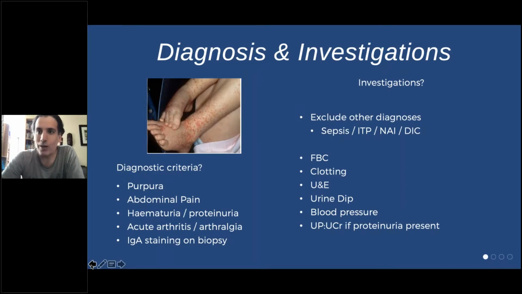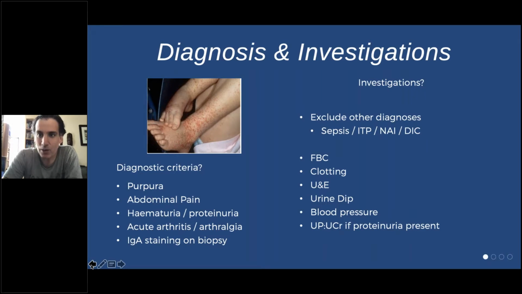Someone asked, is ASOT or complement not needed? If you're thinking this is a nephritic picture, then you can. You have to tailor your investigations to the child who's sitting in front of you. Many times if they come with the purpuric rash, you don't have to send very many investigations.